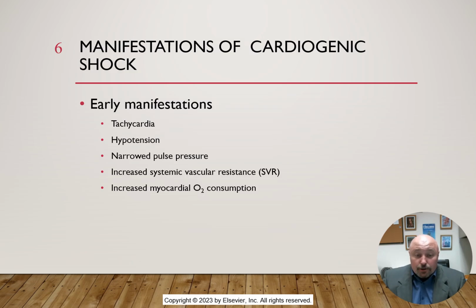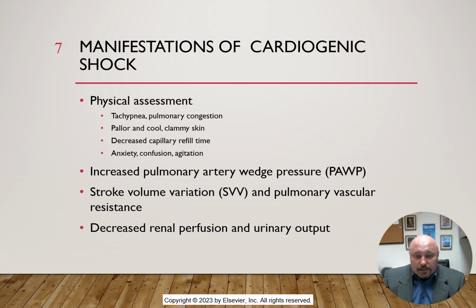Early manifestations include tachycardia, hypotension, narrowed pulse pressure, increased systemic vascular resistance, and increased myocardial O2 consumption. During the physical assessment, you also might notice tachypnea, pulmonary congestion, pallor and cool, clammy skin, which is really a hallmark sign of shock, decreased capillary refill, anxiety, confusion, and agitation. There is increased pulmonary artery wedge pressure, stroke volume variation, and pulmonary vascular resistance, and decreased renal perfusion and urinary output. Whenever you see cool, clammy skin on NCLEX or ATI, that is the hallmark sign they're really cueing you in for shock.